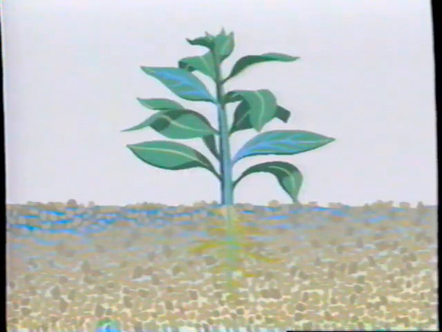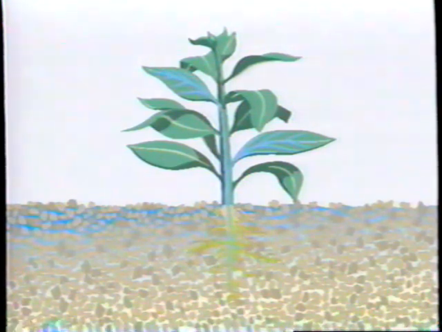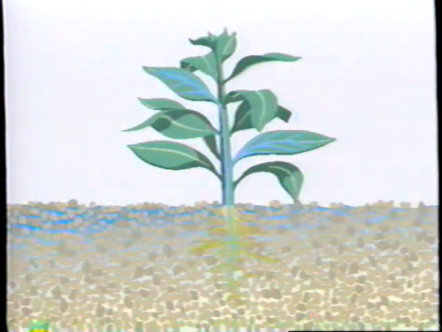Since water is a polar molecule, the individual water molecules adhere to each other, forming a continuous column of water from root to leaf. The column of water is pulled upward into the leaves by water loss due to transpiration.